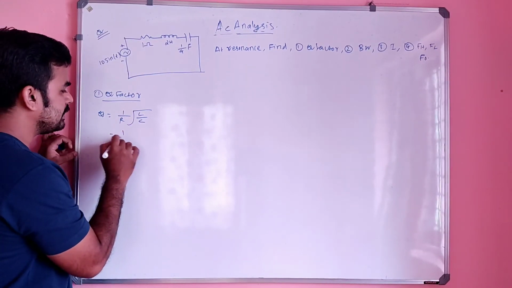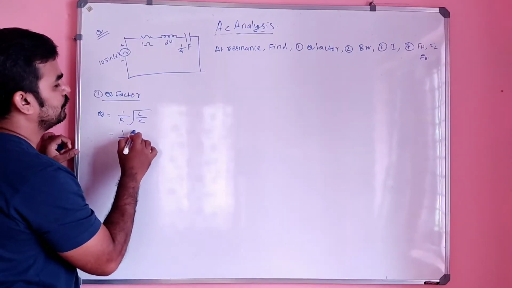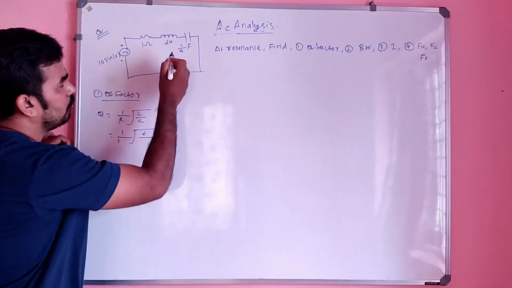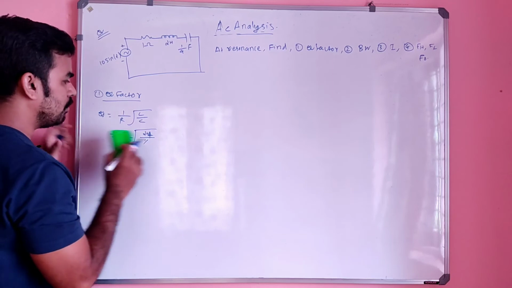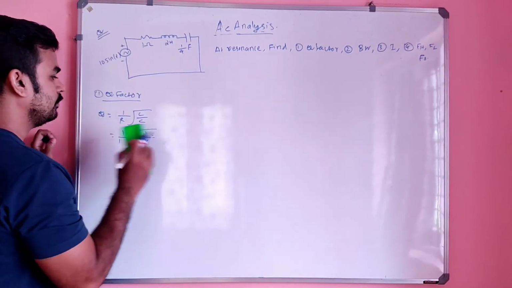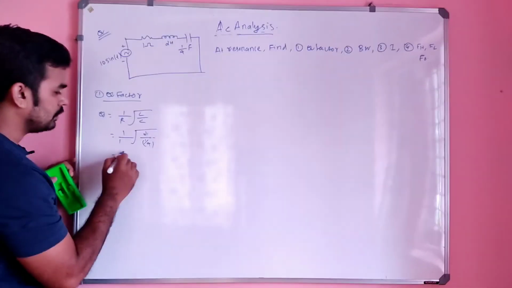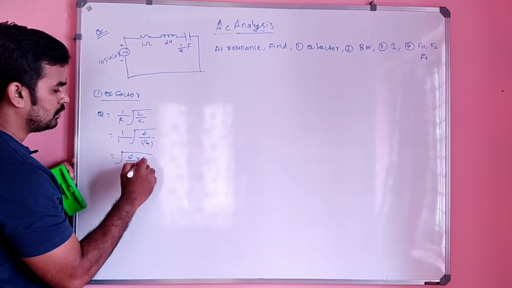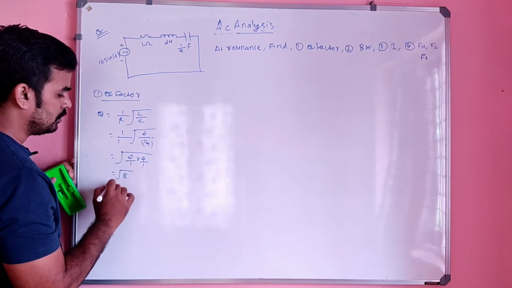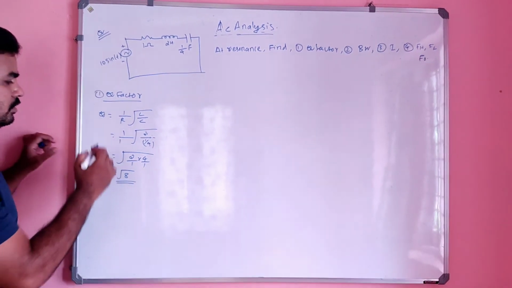So you can directly substitute the values: 1 by R root of L by C. What is L here? 2. What is C here? 1 by 4. That 1 by 4 goes upside. So it will become root 8. So Q factor will be root 8. And let's go to question number 2.